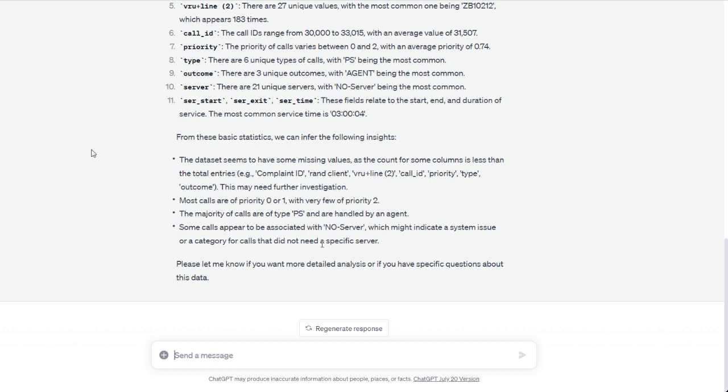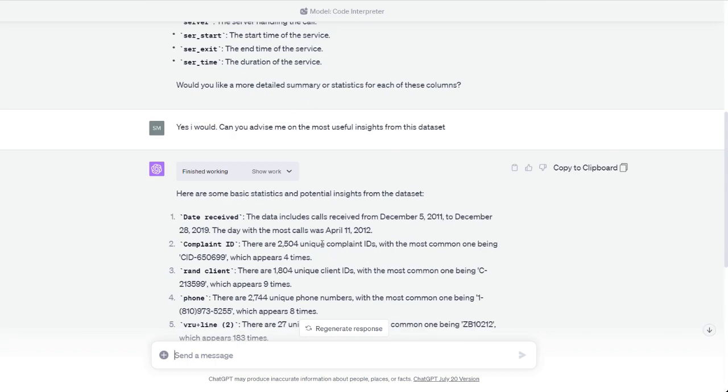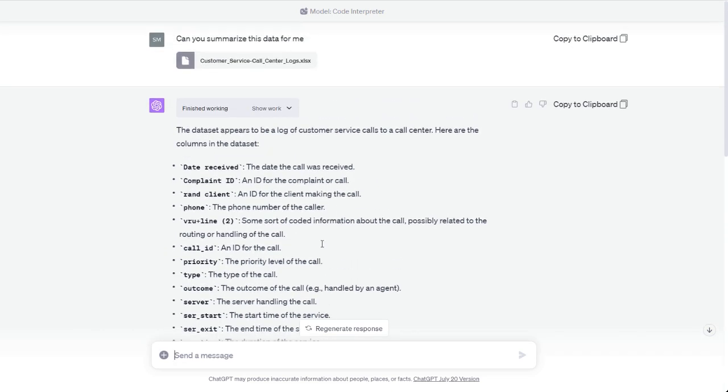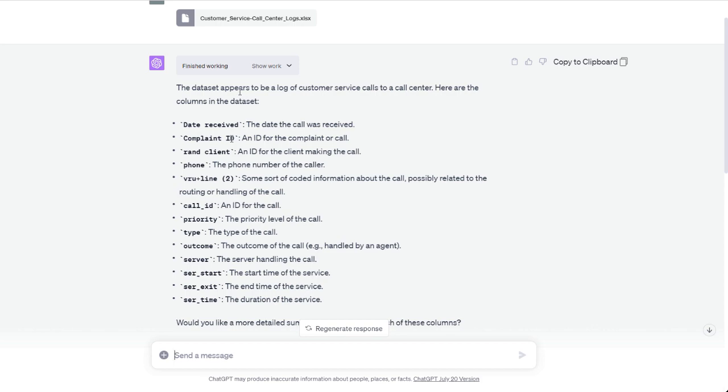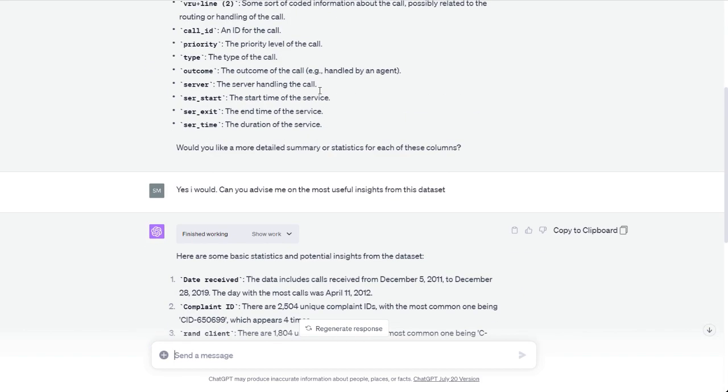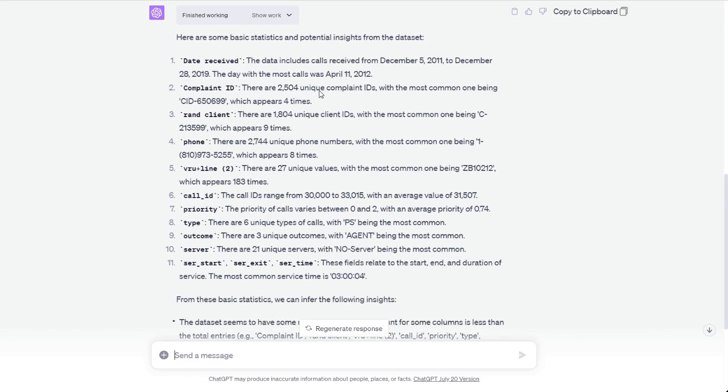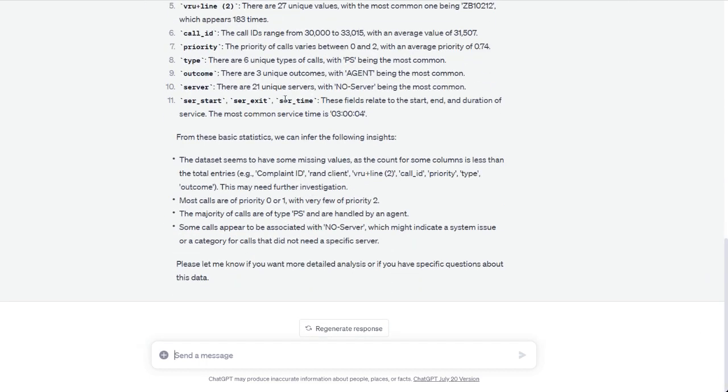So we've got a really good understanding. I mean, I do already of this data set, and I've just asked some pretty simple questions. I've said, can you summarize this data for me? This data appears to be a log of customer service calls. And then it's given me what I would call core calculations, right? Now, let's not do too much thinking here. Let's ask Code Interpreter what it feels we should be looking at, okay?